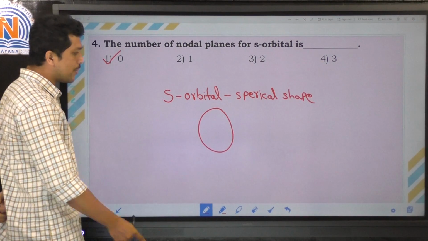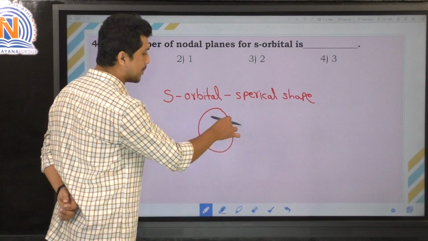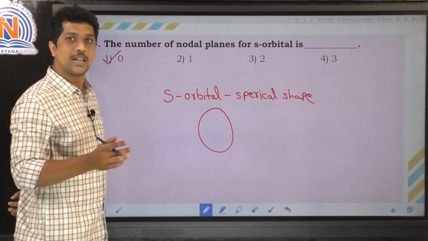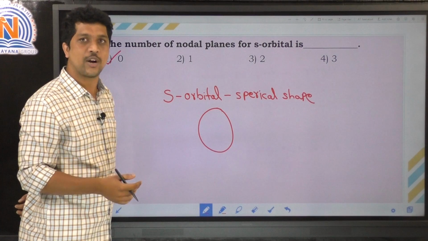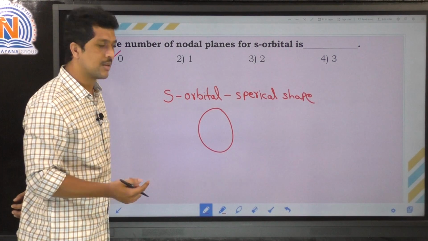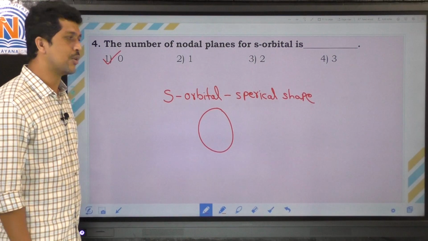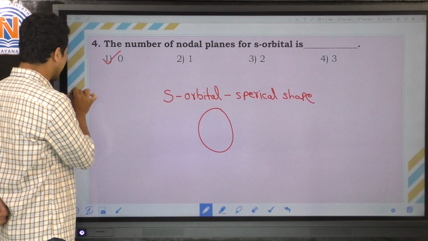Clear? If you observe the s orbital, it is in spherical shape, and we can find the electron at each and every place. But a nodal plane is where we cannot find the probability of finding electrons. That is the nodal plane. So for s orbitals, nodal planes are 0. Let's move on to the next question.